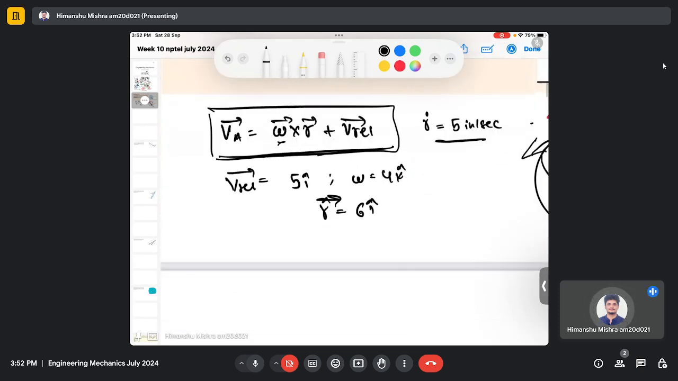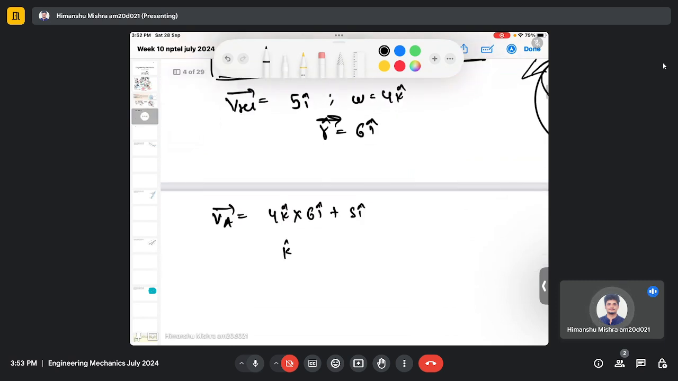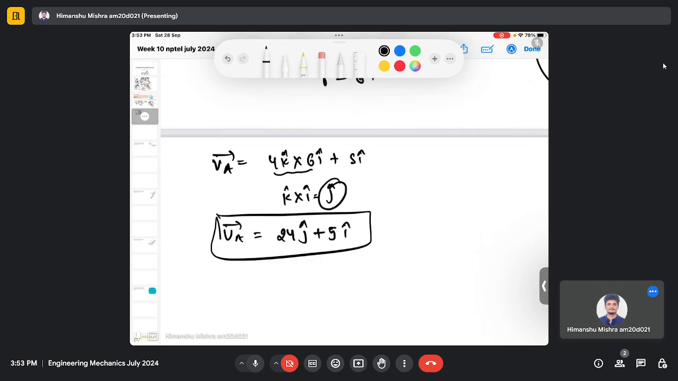So if I substitute in the above expression, I will have VA equals 4k cross product with 6i plus 5i. And we know that if I do the cross product between k and i, I will get the resultant value in the j direction, and my magnitude will be 24. So I will get 24 in the j direction plus 5 in the x direction, which I denote by i cap. So this is my velocity vector at point A.